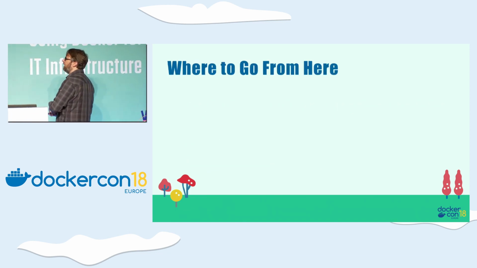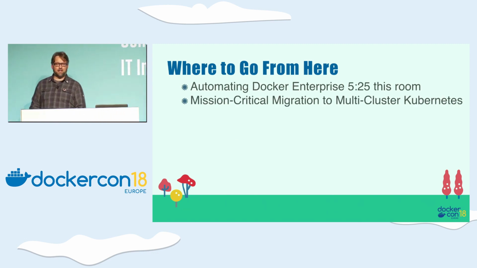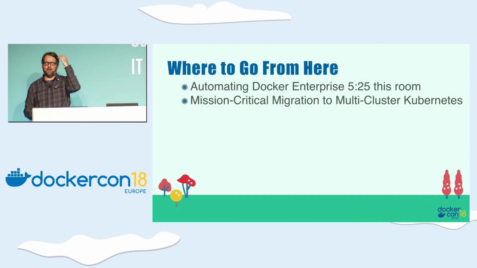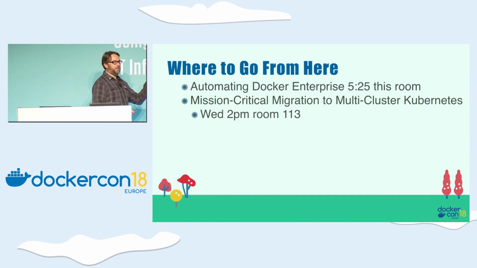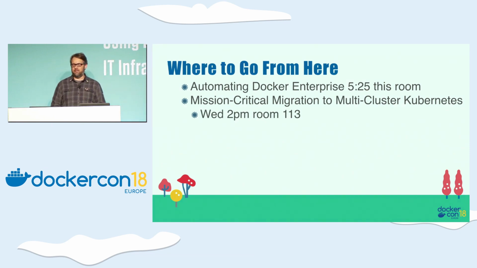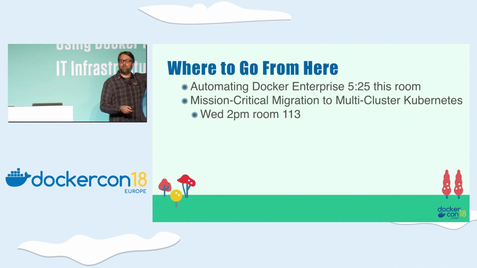Where do you go from here? After this talk, there are a couple of options. You've got automating Docker Enterprise. If you're interested at all in Enterprise, you can check that out. I've got some friends in there. And then the really cool one is from one of the award winners today, Citizens Bank, I believe. They're doing mission critical migration to multi-orchestrator. So basically what that is, that's Swarm to Kubernetes.